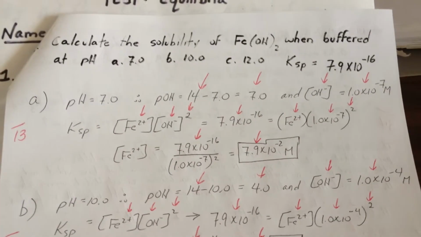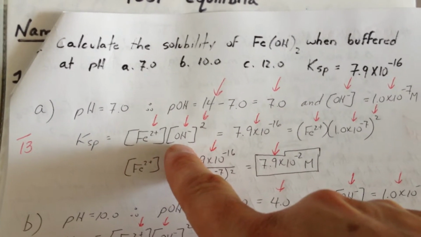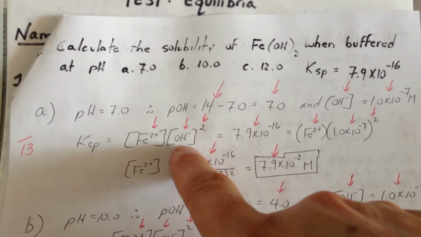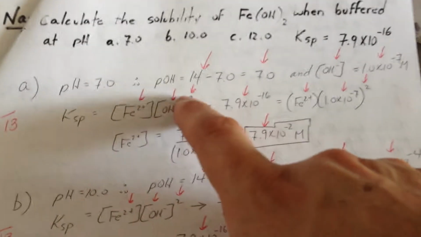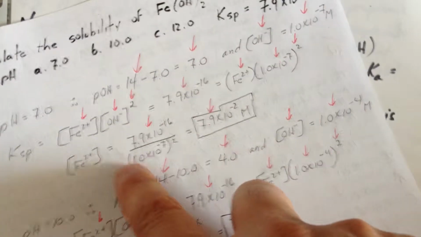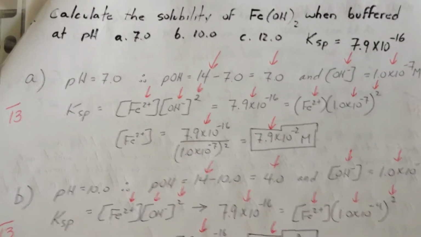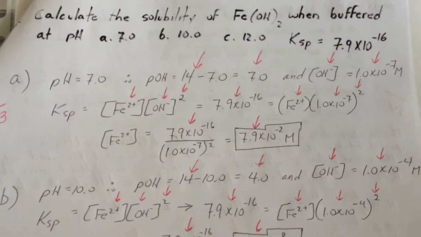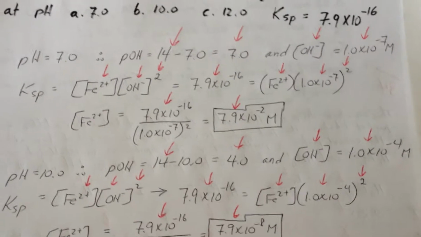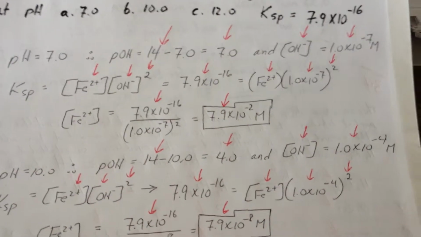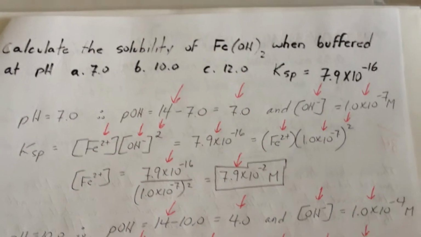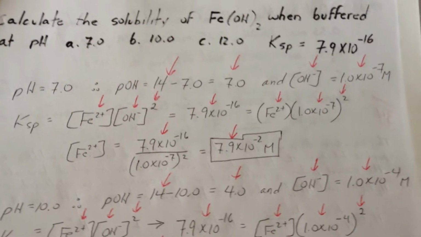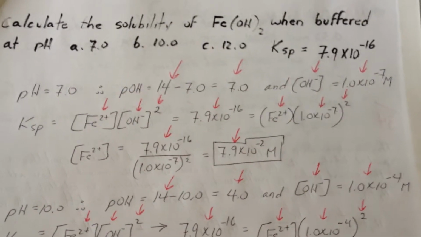We then plug it into the KSP equation for this substance. Notice that the ferrous ion concentration times the hydroxide ion concentration squared gives you the value of KSP, and the value of KSP is 7.9 times 10 to the minus 16. So KSP is a constant, and the OH minus concentration is fixed by the fact of the pH being given to us. So the only variable here is the iron, the ferrous ion concentration.